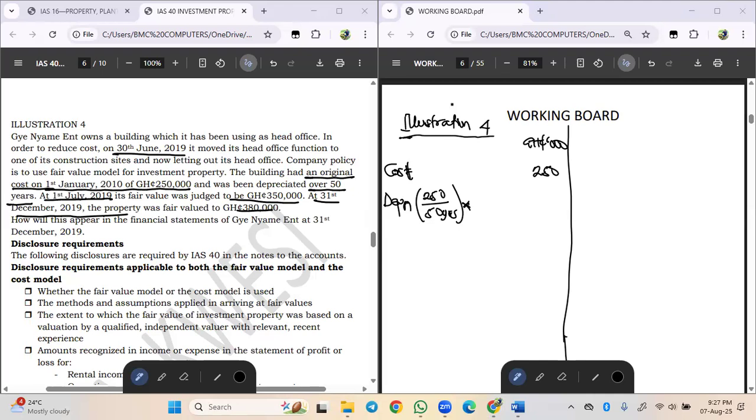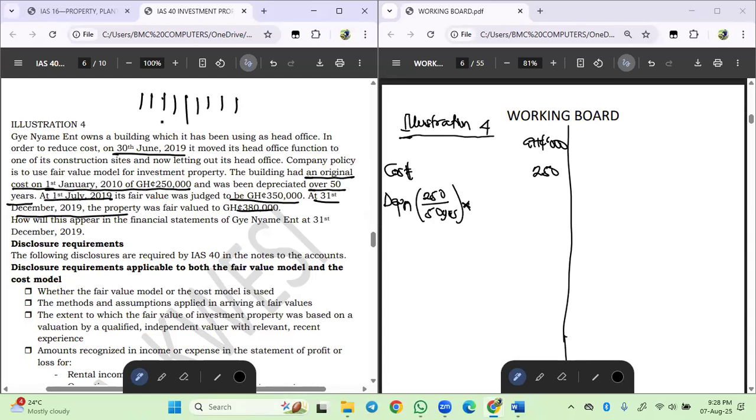9 years, 6 months. The whole of 2010 is 1 year, 2011 is 2, 2012 is 3, 2013 is 4, 2014 is 5, 2015 is 6, 2016 is 7, 2017 is 8.